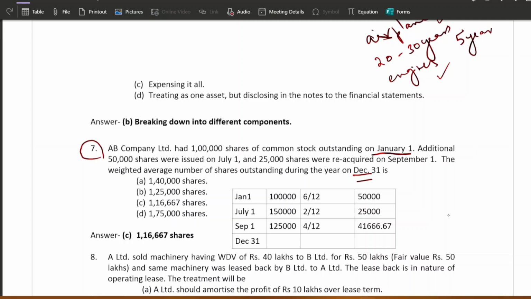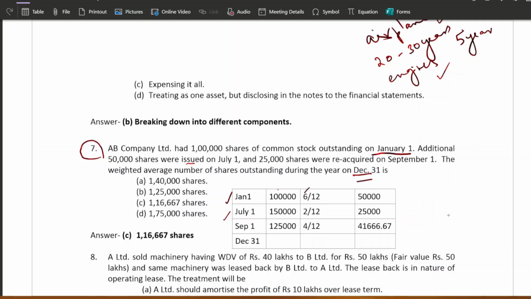First, let's start with this table. January 1. Okay, there are 1 lakh shares. Now, additional 50,000 shares were issued on July 1. So, from January 1 till July 1, the outstanding balance was 1 lakh. Okay, and the time period between January 1 and July 1 is 6 months. So, out of 12 months, for 6 months, this has been the outstanding balance.